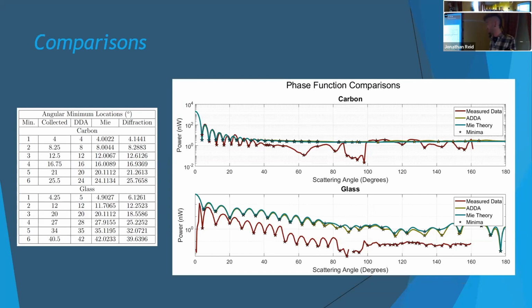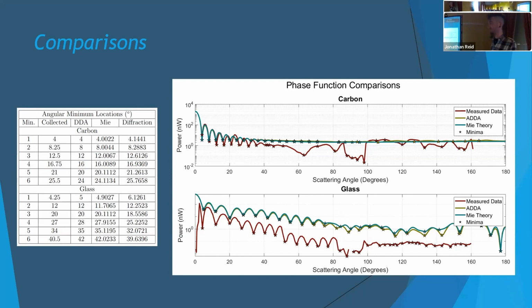So you've got pretty good matching with forward scattering for the carbon, but they deviate quite a bit after a while. And the glass looks awful because I think I may have calibrated some stuff wrong, but it looks similar. And when you look at the minimum locations, which are these little red stars, they do match up fairly well. And I've used three different models.